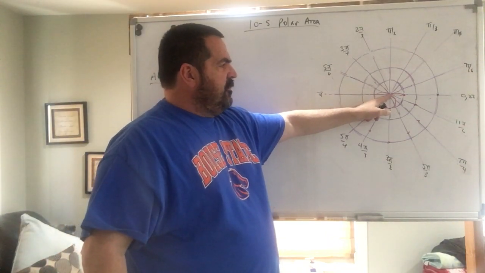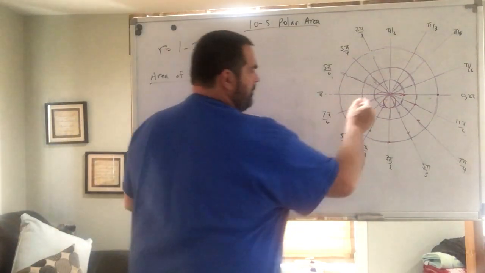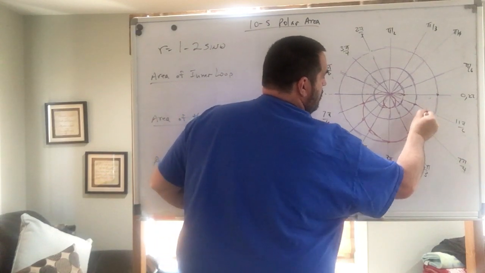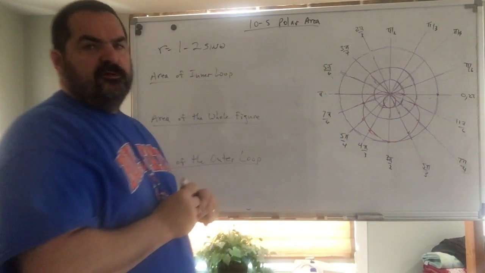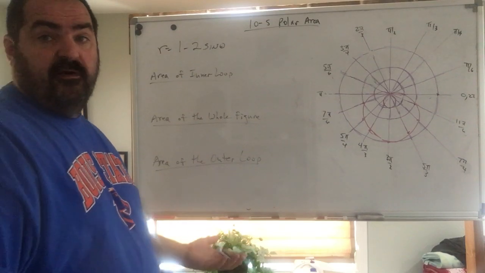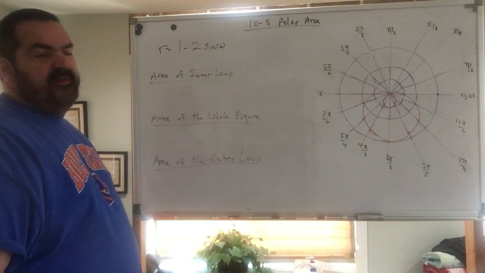It starts making a loop once it hits here and it ends here, and we're going to discuss that in just a second. So let me finish the graph now. All right, so there's your full limacon, and they're going to ask us to find the areas of different parts of this. So the first question was the area of the inner loop.